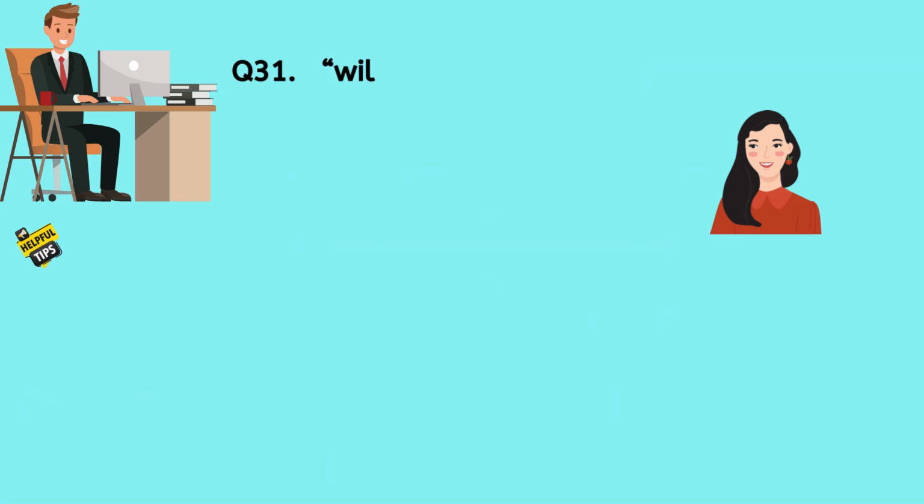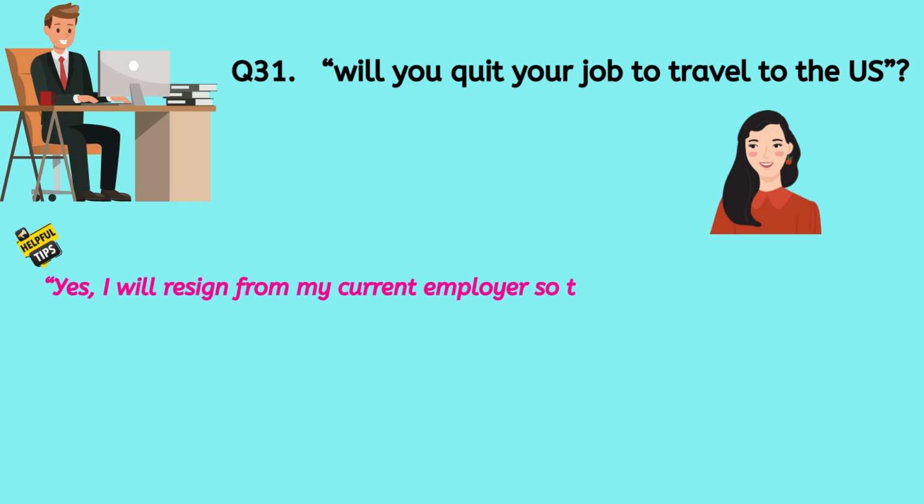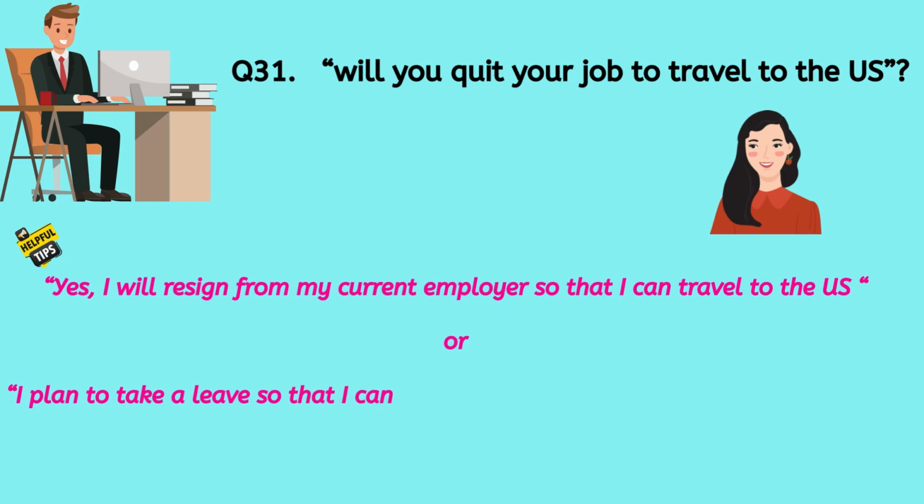Now, if you are employed, the visa officer might ask you, will you quit your job to travel to the United States? And here you can mention either, yes, I will resign from my current employer so that I can travel to the United States, or you could also mention, I plan to take a leave so that I can travel to the United States and be with my husband or wife. Or you can answer whatever it is that you intend to do in your specific unique situation.